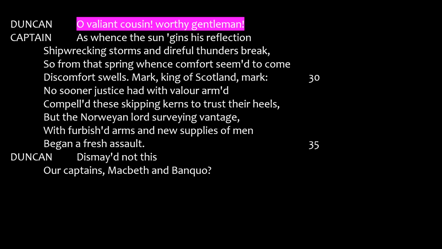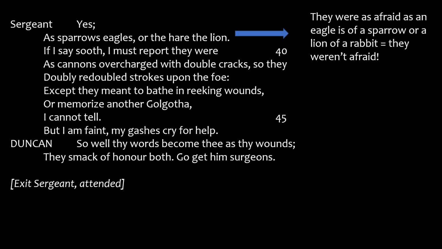A bit more from the captain in those lines there, but at the bottom here on line 35 I think it is, he talks about how they began a fresh assault, the Norwegians. They come back. Duncan asks, did this not dismay, did this not upset or scare or worry our captains, Macbeth and Banquo? Were they not afraid of this fresh assault? To which the captain replies, yeah. They were as afraid as sparrows, eagles, or the hare, the lion, by which he means they were as afraid as an eagle is afraid of a sparrow, or a lion is afraid of a rabbit. Basically, he's saying Macbeth and Banquo were not afraid.